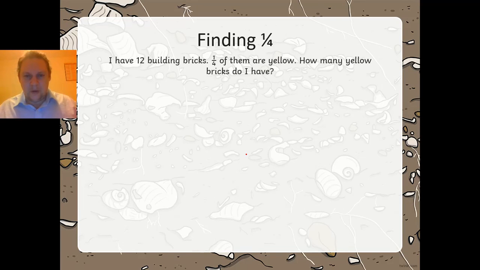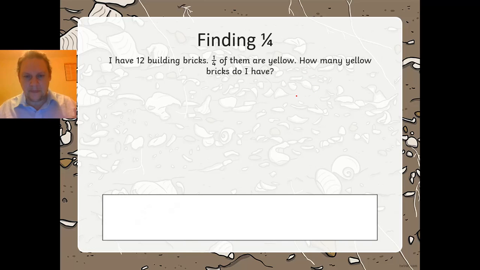Okay, let's get on with the plenary. Right, finding a quarter. I have 12 building bricks. A quarter of them are yellow. How many yellow bricks do I have?